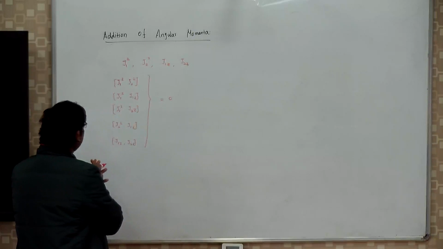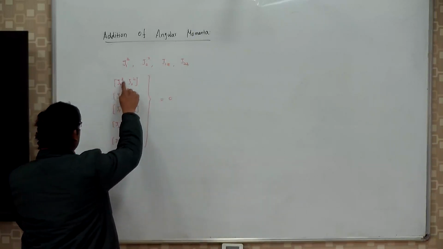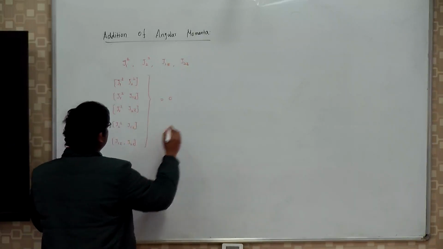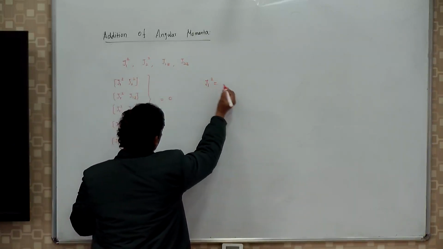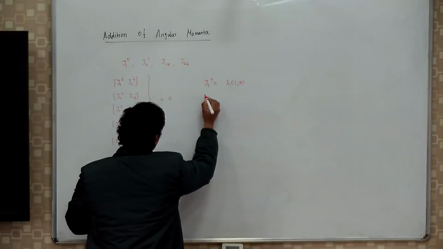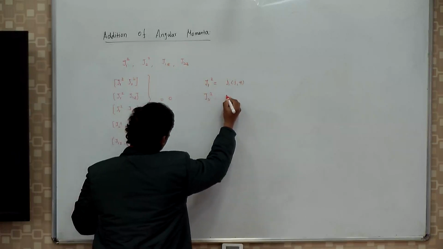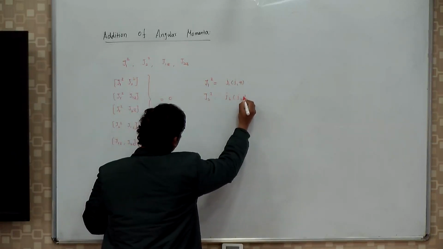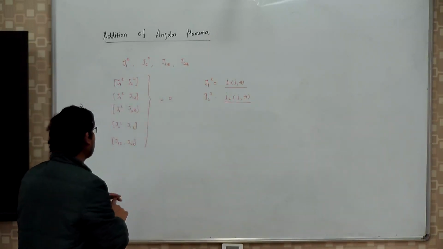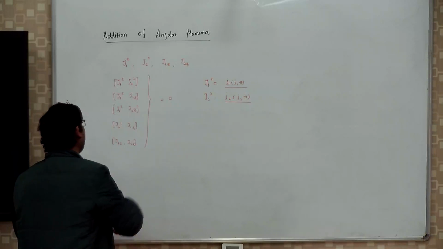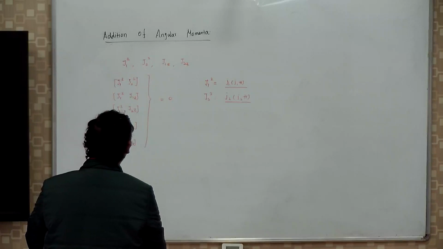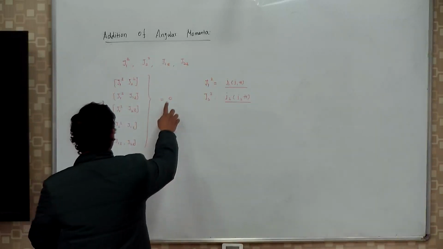In other words, we can also say that J1 squared and J2 squared are actually numerical values. For example, J1 squared is nothing but J1 times (J1 plus 1), and J2 squared is nothing but J2 times (J2 plus 1). This is purely a number. If two numbers commute with each other, it will give you a 0 value.